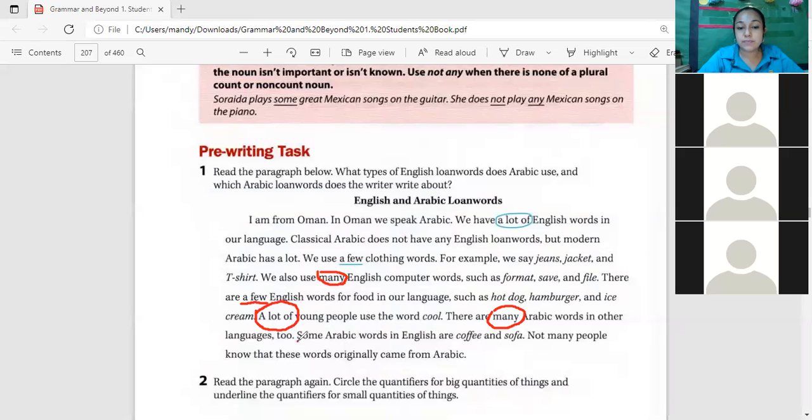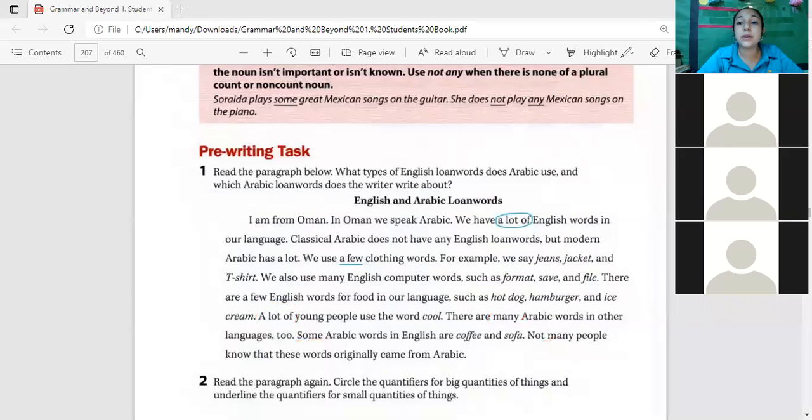So this one is? Small. Small, exactly. Okay, not many people, not many in that case. A big quantity or a small quantity? Small. Small, okay, so let's see. Not many people know that these words originally came from Arabic. Okay, not many. In that case, this one is a small. So we underline, yeah? Okay, that's good. And in that form, we finish unit 17, yes?